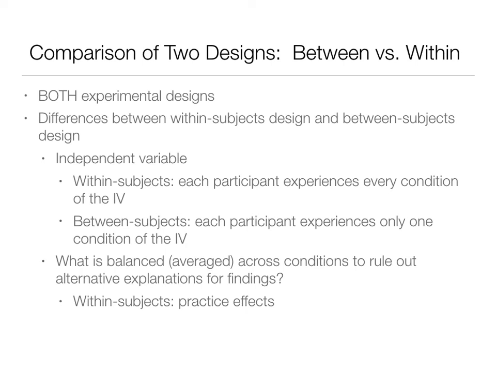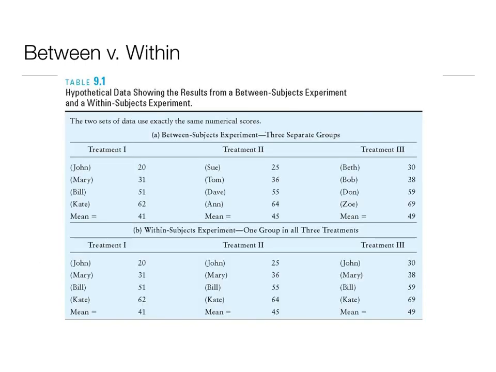With a between subjects design, to be able to maintain that internal validity, we're going to balance individual differences, okay? So we're going to randomly assign or match groups so that we're balancing those individual differences equally across the levels of the independent variable. So here's some more hypothetical data to show us the difference.